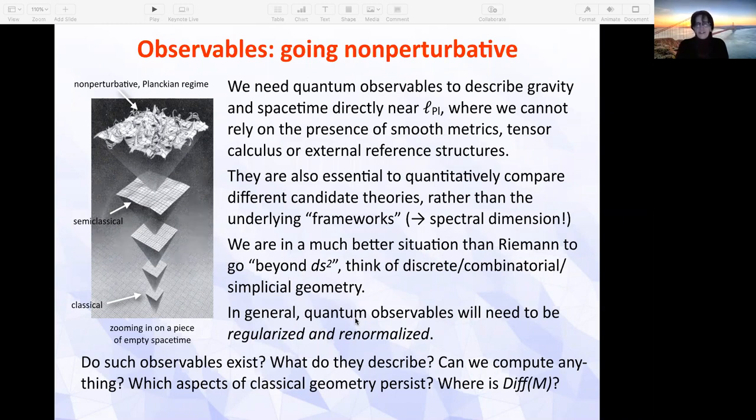Am I talking about a set of measure zero? Do such observables actually exist? What do they describe? Can we compute anything? In terms of comparing with the classical theory, which notions, maybe even underlying notions, things like time, causality, etc., or a notion like curvature persist in a Planckian regime and which cannot be made sense of? And anyway, where has the diffeomorphism group gone?